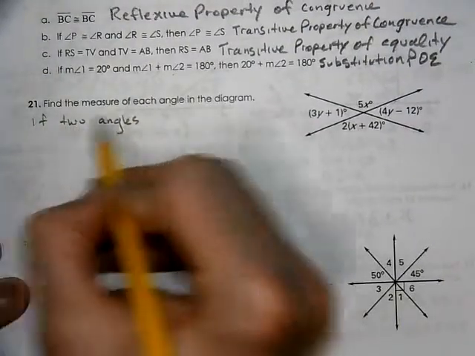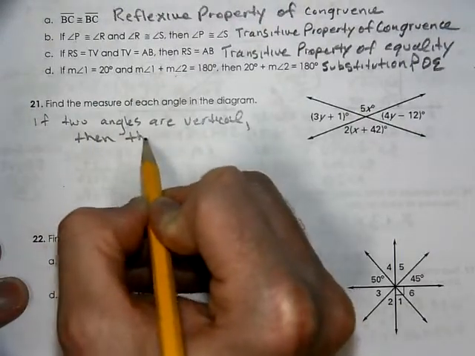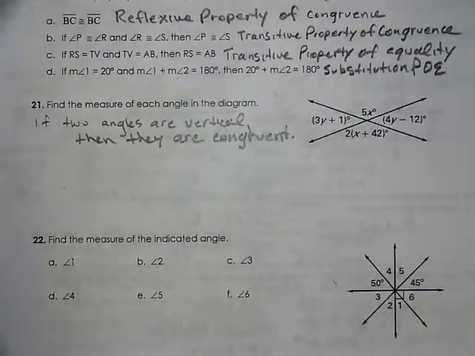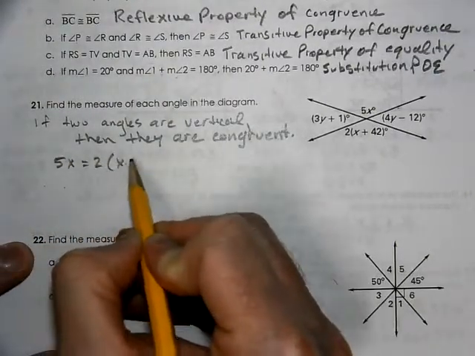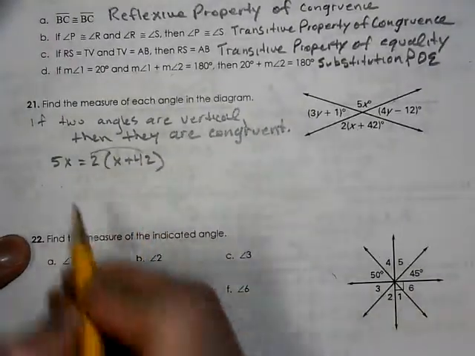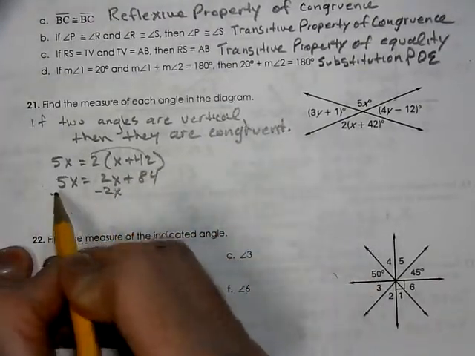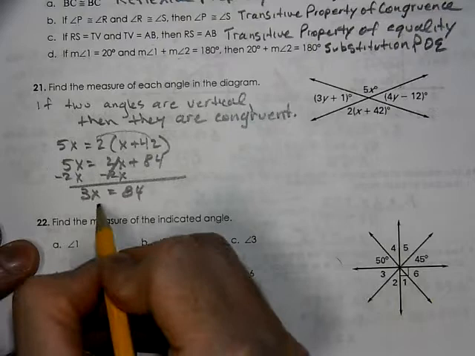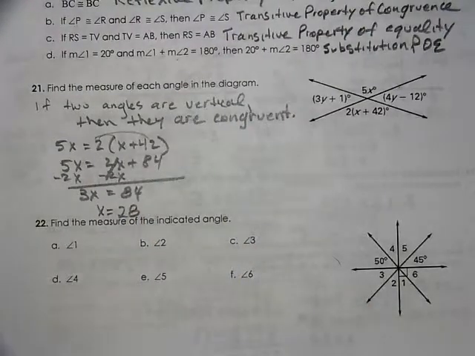If two angles are vertical, then they are congruent. So we can say that 5x equals 2 times x plus 42. We could distribute that through. Subtract the 2x. Divide by the 3. 3 goes into 8 twice with 2 left over. 3 goes into 24 8 times. So it goes in there 28 times.